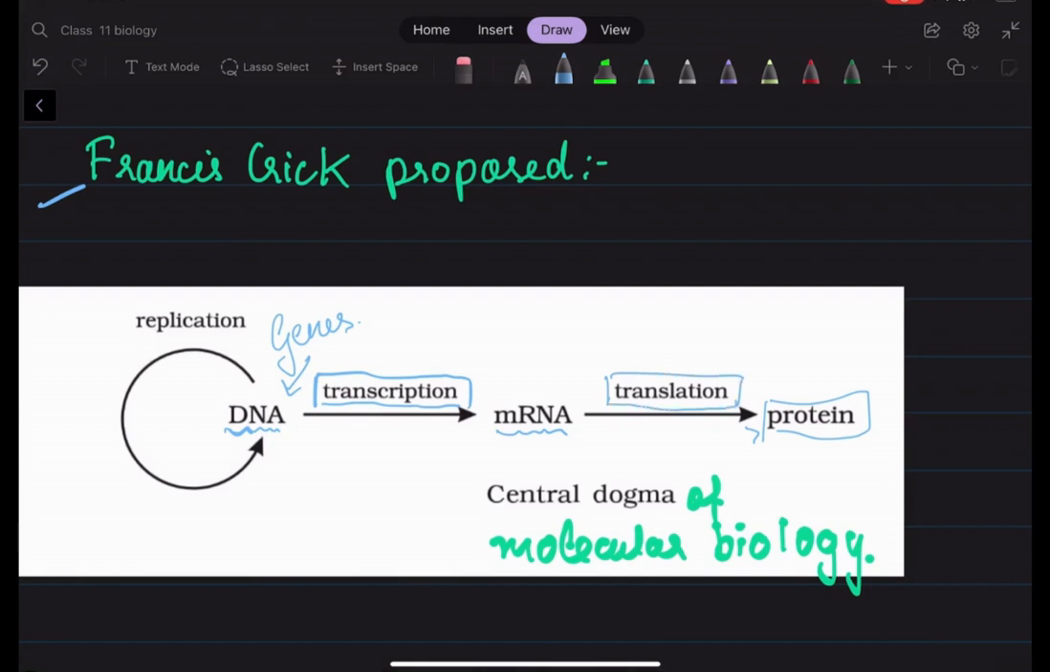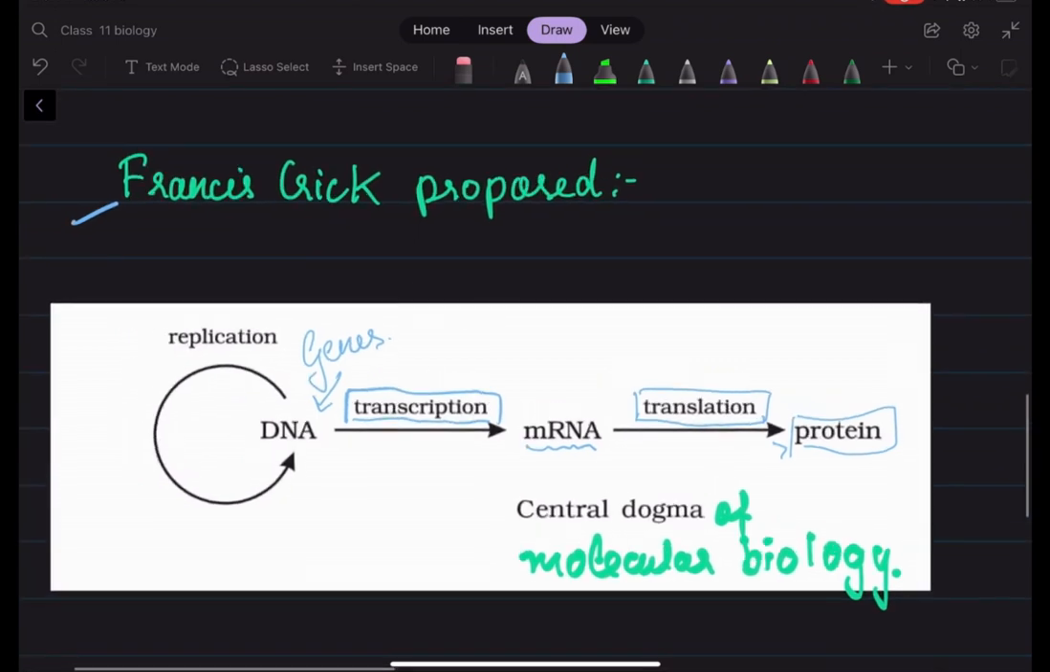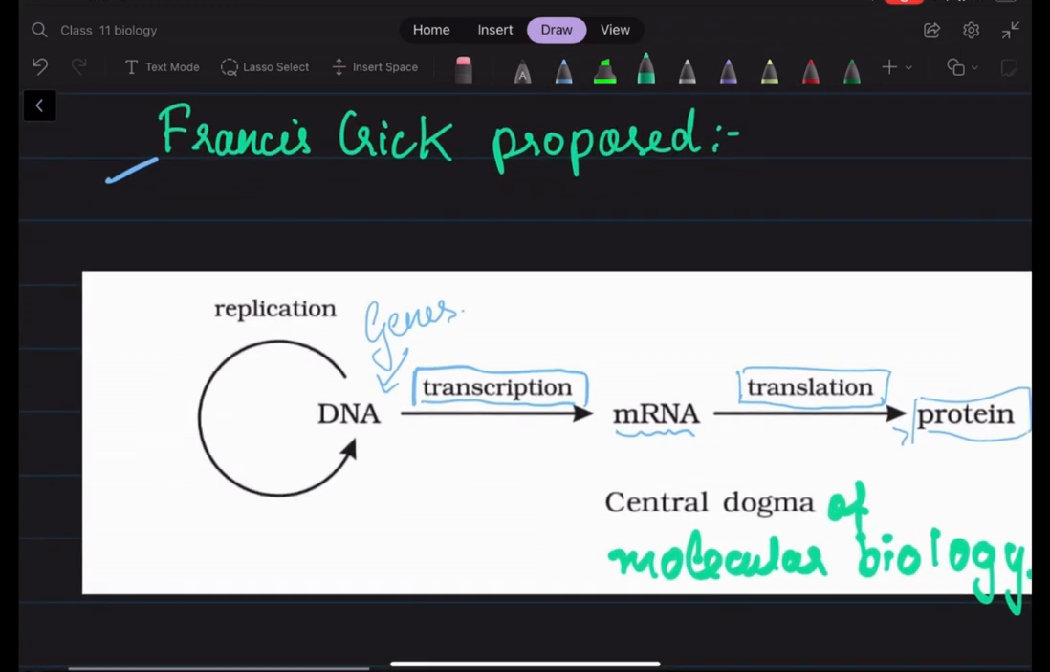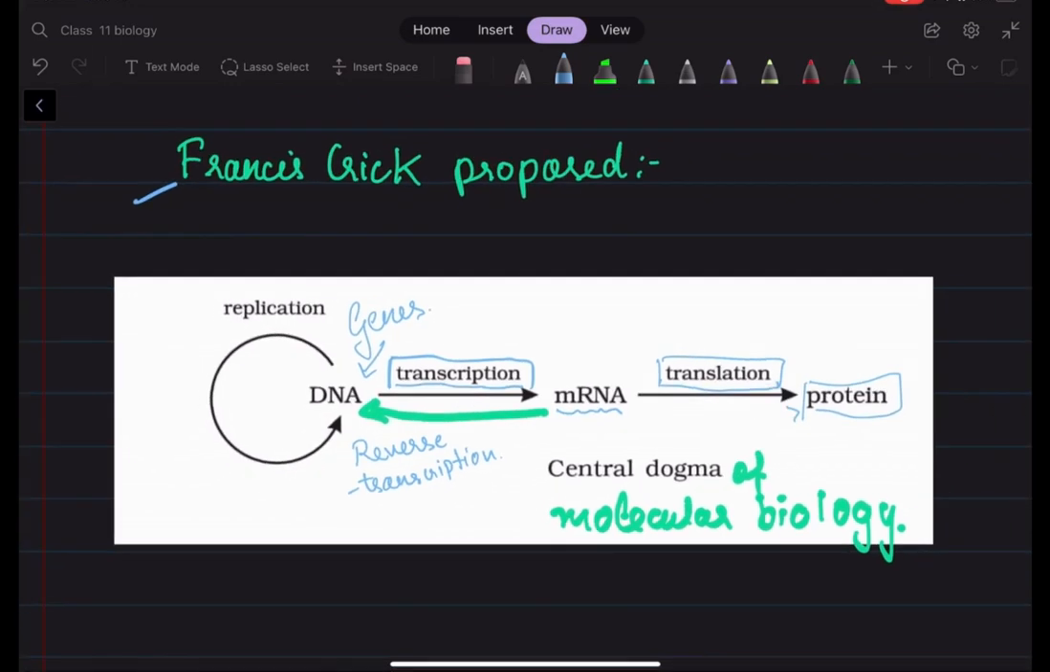And the DNA helps in replication by itself. So this process is called replication. So this is what the central dogma of molecular biology is. Sometimes in some viruses, a reverse thing happens. So we get DNA from RNA, okay? And this is called reverse transcription. And it is an exception to the central dogma of molecular biology.